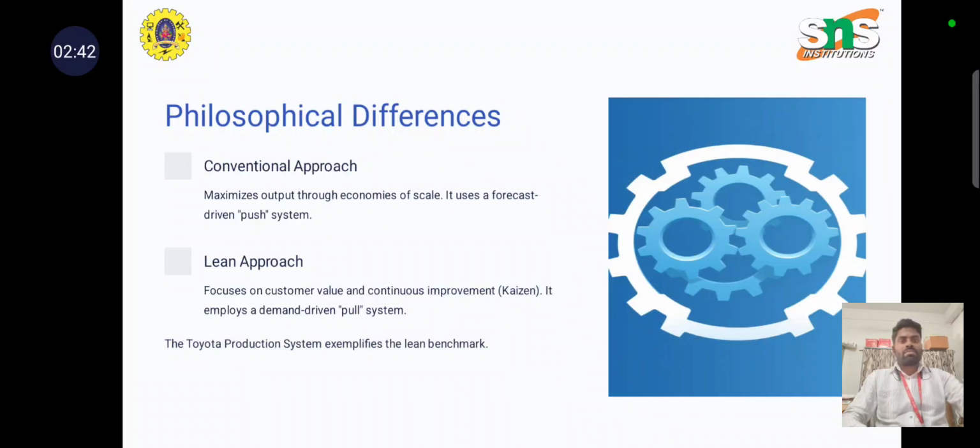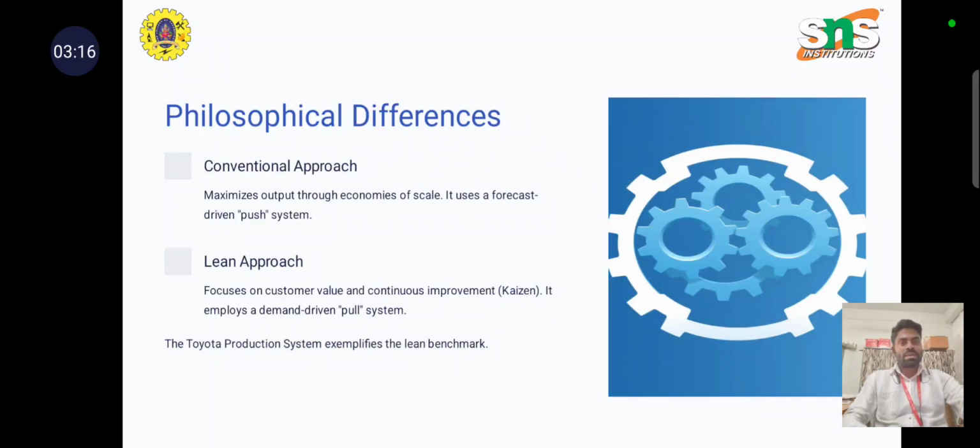The conventional manufacturing process mainly follows the forecasting technique. Once we manufacture the product, we force the customer to buy what we have produced. So this is the push system, and it is not a customer-centric process. Whereas in the lean manufacturing process we identify the need of the customer. Based on the customer value we produce the product and supply it to the customer, so it follows the pull system.